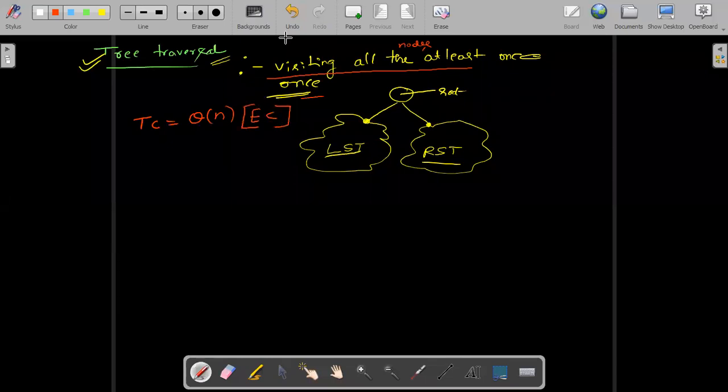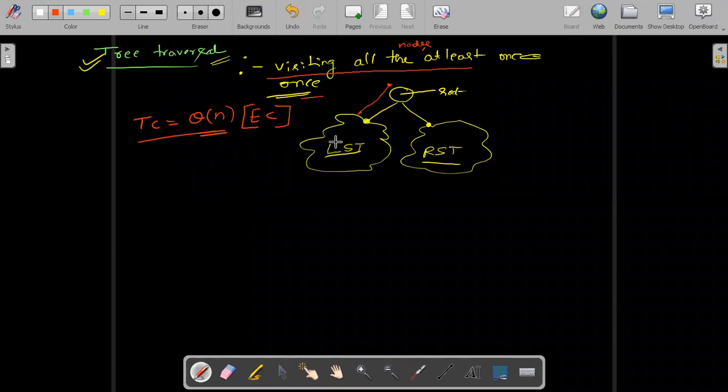Clear everyone? To visit each and every node, suppose you wanted to visit this node, then all the nodes of the left subtree, then all the nodes of the right subtree. Visiting each and every node means it will take theta of n. Theta of n is nothing but n times. So n times you have to travel from here to here. If any children are there in this left subtree, you have to travel to that node too. It will take n times. So this one you have to understand.